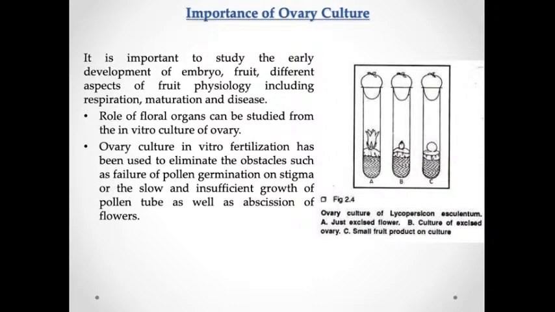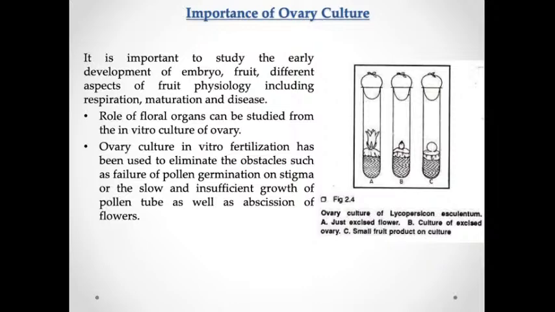So it is important to study the early development of embryos and fruits, and different aspects of fruit physiology, including respiration, maturation, and disease, which could be very valuable to understand the flora and fauna of the plant that you're growing, whether a strawberry or cabbages in the field. To get the desired results, like big sizes of your cabbage or a juicy strawberry, ovary culture could be really helpful to understand its physiology. So the role of floral organs can be studied from the in vitro culture of ovary.